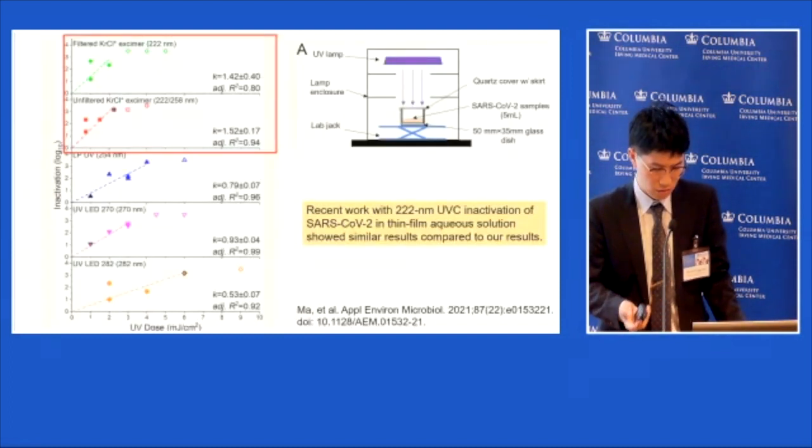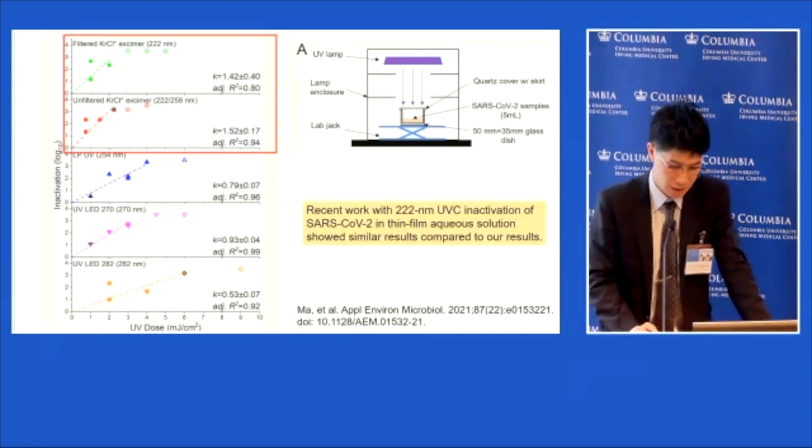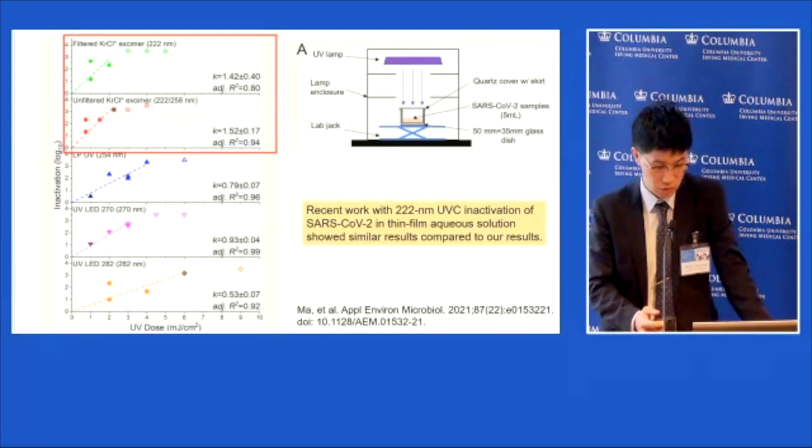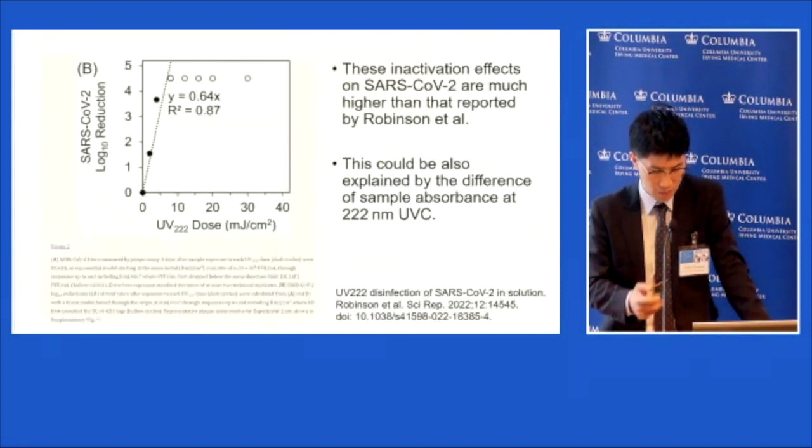A recent work on 222 nanometer UVC inactivation of SARS-CoV-2 in solution shows a similar result compared to ours. However, one report is a little bit different. The inactivation effect of SARS-CoV-2 in our study is much higher than that reported by Robinson's group. This could also be explained by the difference in sample absorbance at 222 nanometer UVC.